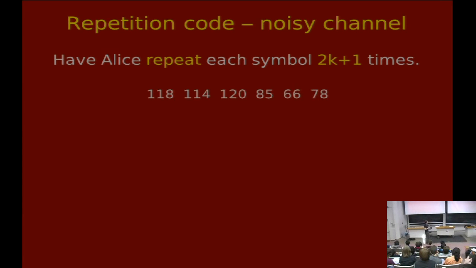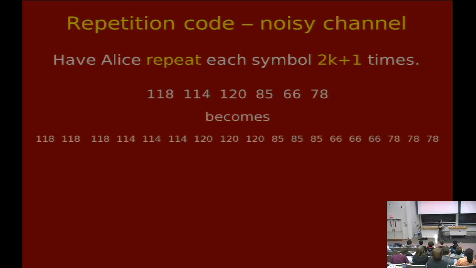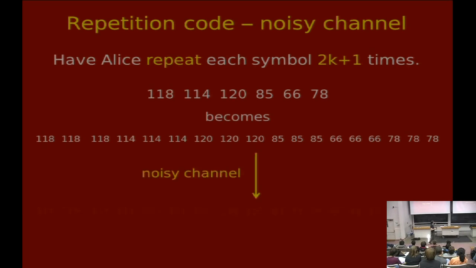So here's the message. Now I'm going to imagine k is 1, because there's only so much space on the slide. Alice will still repeat each symbol 3 times. But now the channel can alter one thing that is sent, but only 1. k is 1. So maybe it alters this one. But Bob can always still recover the original message. Why?